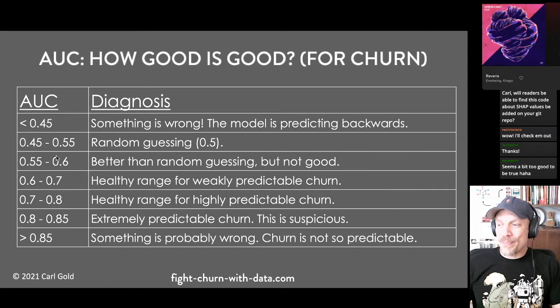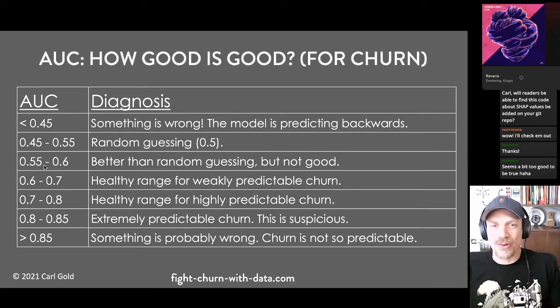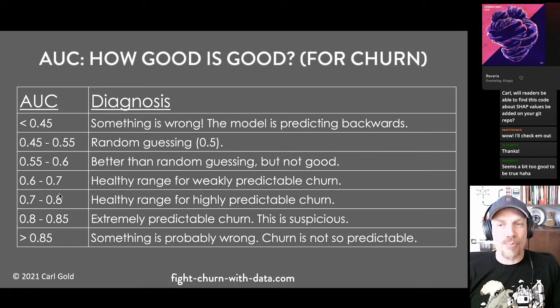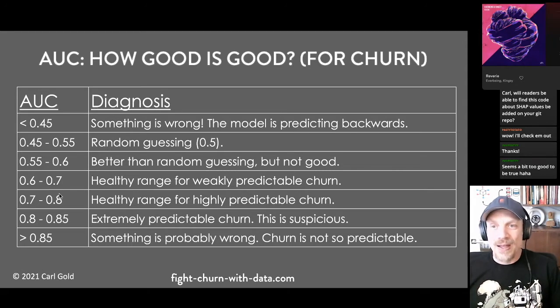So if you get away from 0.5 in the positive direction, things are starting to go right. I would say 0.55 to 0.6 AUC, it's better than random guessing, but it's really not good. And other data scientists on the stream will vouch for that. For churn problems, I would say the healthy range of AUC is from around 0.6 to 0.8. Because that means that your churn is predictable, but not too predictable. Above 0.8, you get into the danger zone where something might be wrong. 0.8 to 0.85 is extremely predictable churn.